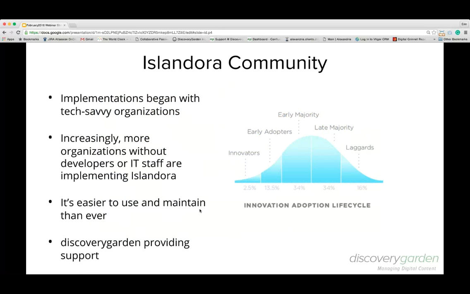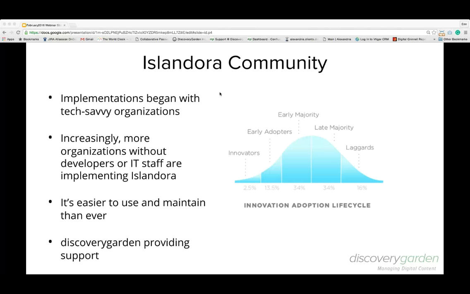The community really started with a group of innovative organizations that were interested in and hungry for new technology and all of the other things that come with that, like risk and bugs and all of that. But these innovative organizations that first started implementing Islandora, they really did the rest of us a favor because they were the ones that were really responsible for the stable and feature-rich software that we have today.